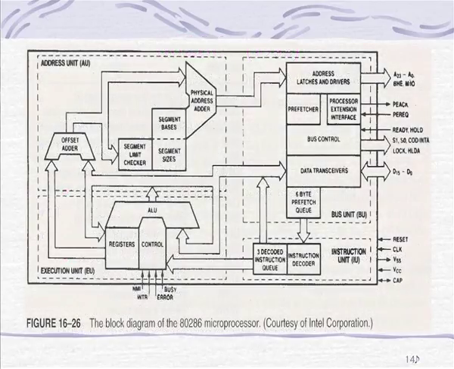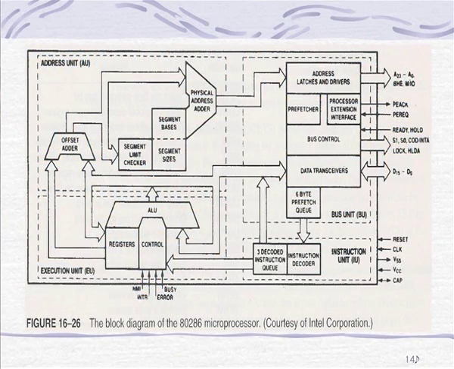Now this is the basic block diagram of the 80286 processor. Again we can see the physical address is calculated with the help of the offset address and the segment address. As we all know, the physical address calculation is done with the help of two registers, that is the offset register and the segment register.